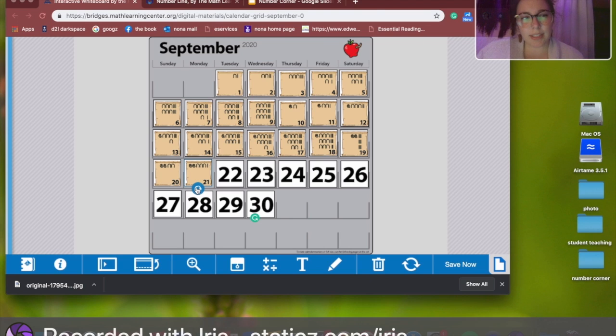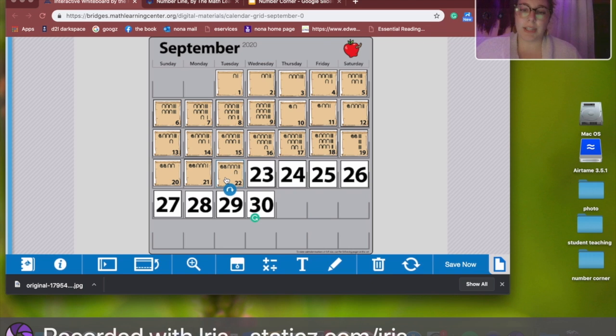What other patterns have you noticed? Make a prediction on what you think the 22nd will look like. Again, was your prediction correct?